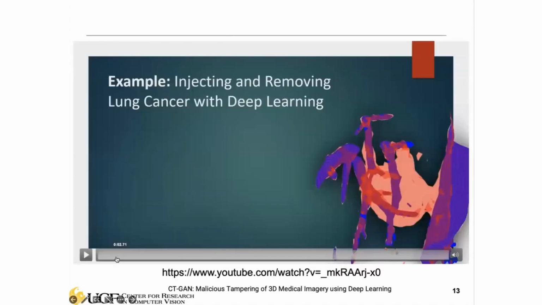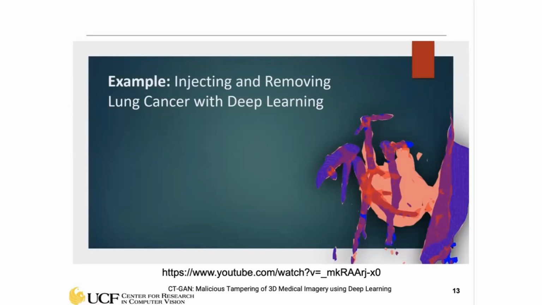So here is this paper, CT-GAN: Malicious Tampering of 3D Medical Imagery using Deep Learning. They use a GAN approach to tamper with the 3D medical image scans, either injecting some nodules into the original scan, or removing some of the nodules from the original scan. They show a very cool video demo of how they are able to gradually change those medical scans. So let's take a look.